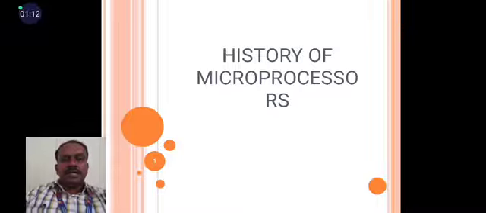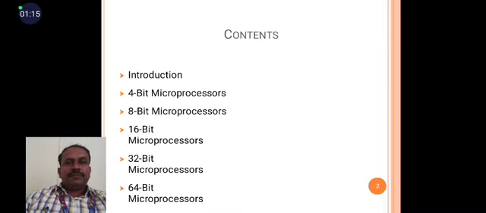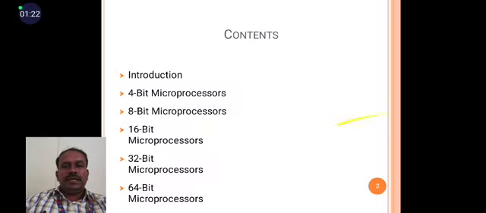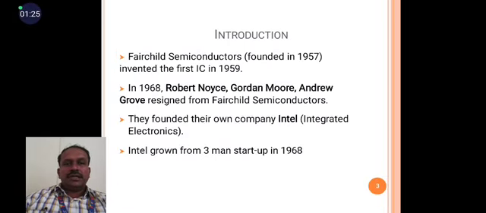Then we will discuss the history of the microprocessor. The contents are history, introduction, 4-bit microprocessor, 8-bit microprocessor, 16-bit, 32-bit and 64-bit. Introduction: Fairchild Semiconductor was founded in 1957. It invented the first IC in 1959. In 1968, Robert Noyce, Gordon Moore and Andrew Grove resigned from Fairchild Semiconductor. They founded their own company, called Intel, Integrated Electronics. Intel grew from a 3-man startup in 1968.